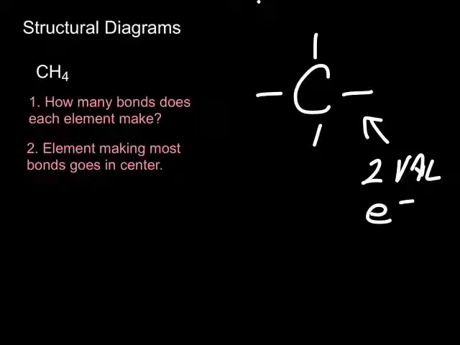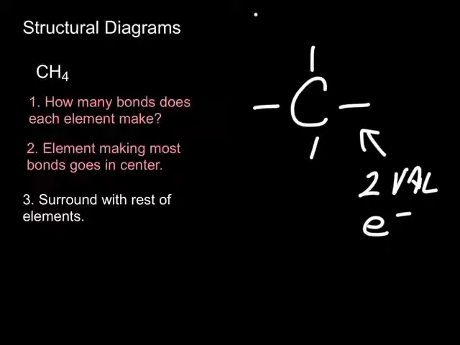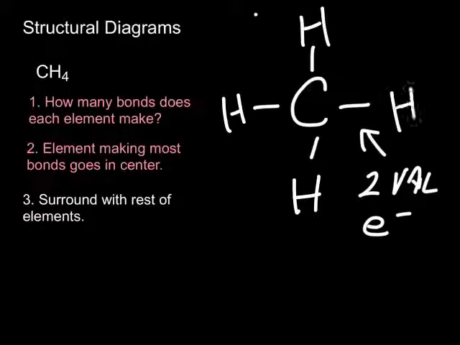The next thing I do is surround it with the other elements. So in that case, I have 4 hydrogens, which is convenient because there's 4 bonds there that carbon makes. And we're going to add in 1, 2, 3, 4. So now I've got my model for CH4.